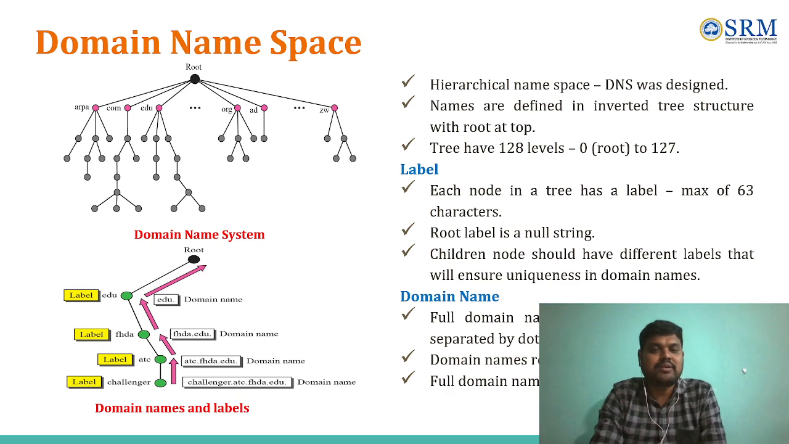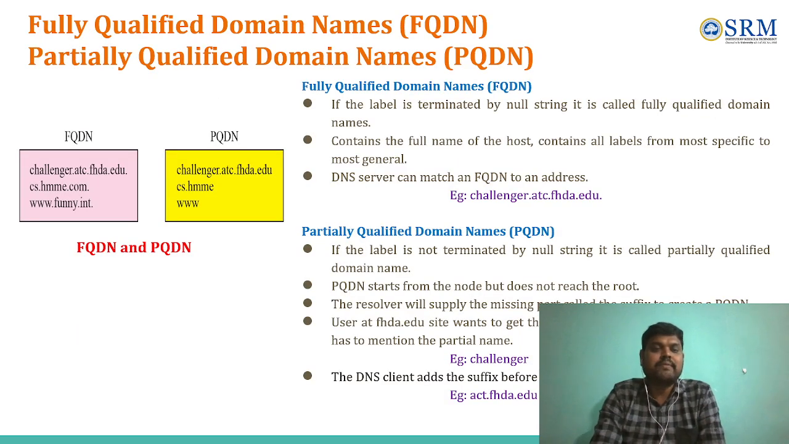.com, .edu, .organizations, .alpha, .org, .gov, right? So there are different types of domain names. One is fully qualified domain names, another is partially qualified domain names. Fully qualified domain names will always be terminated with a null string. This is called a fully qualified domain name, whereas partially qualified domain names are not terminated by a null string.